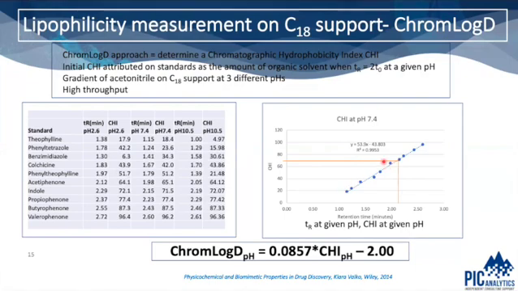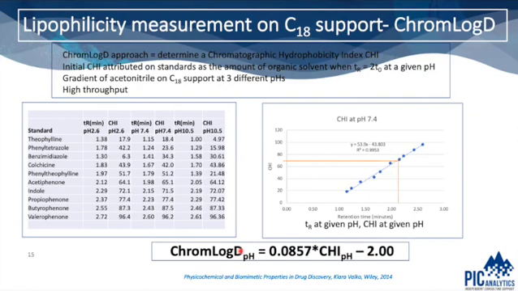Once you have this calibration curve on your C18 support, and you work with a gradient, you can inject a studied sample and you get the CHI. The CHI is converted to the chrome-LogD at a certain pH with an equation that has been developed at GSK.